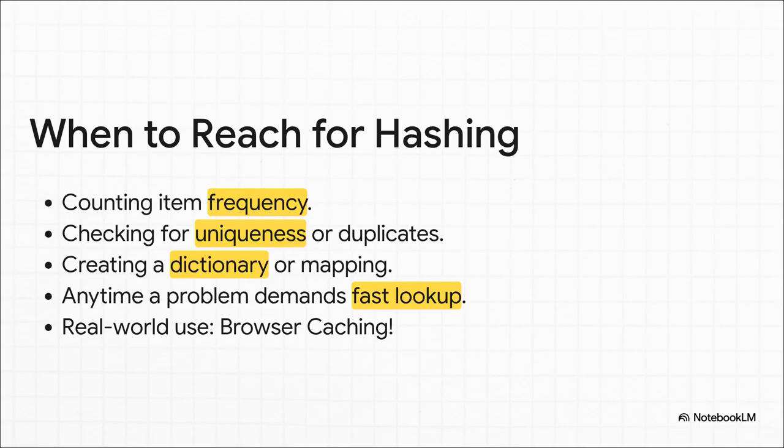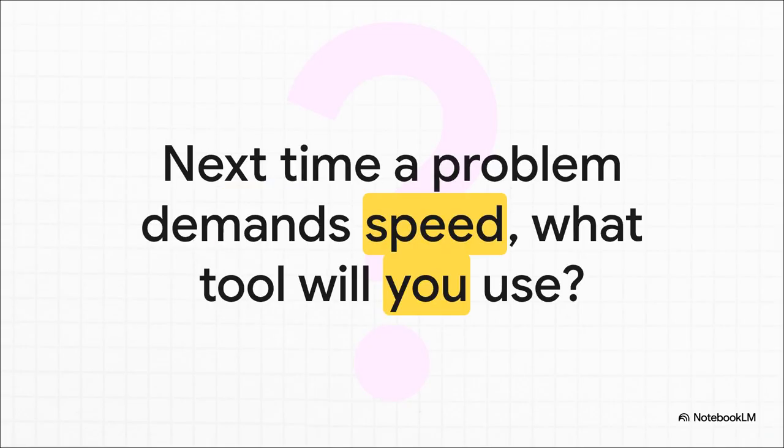And this isn't just for abstract problems. Your web browser's cache uses this every single day to instantly check if it's already downloaded an image, which is why websites can load so fast. So that's the bottom line. Hash maps and sets are your secret weapon for speed and efficiency. They let you trade a little bit of memory to gain a massive, massive amount of time.